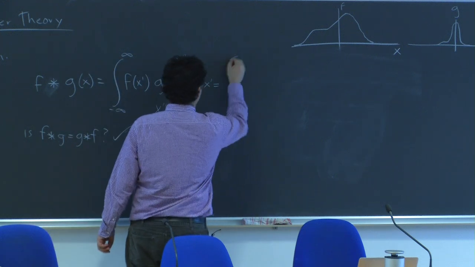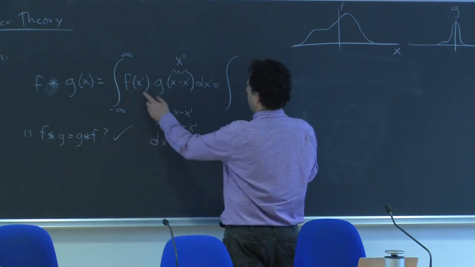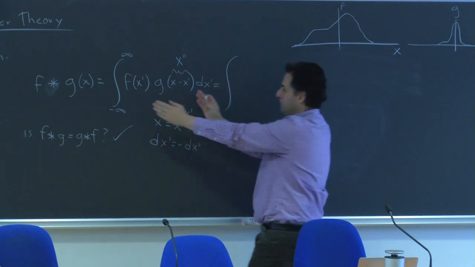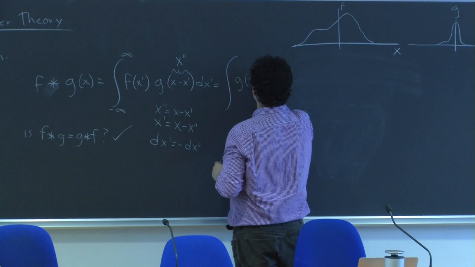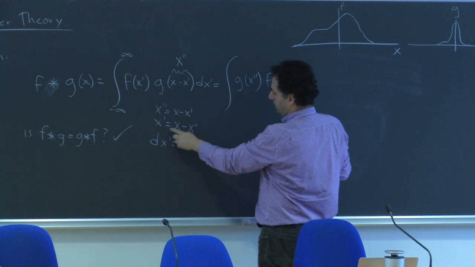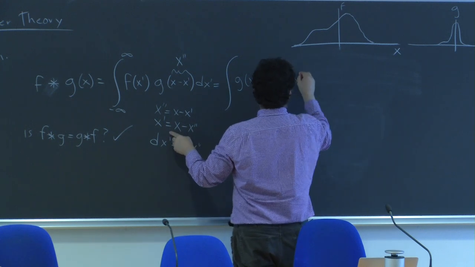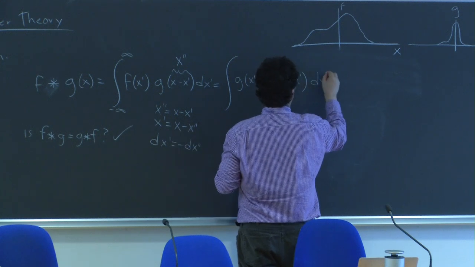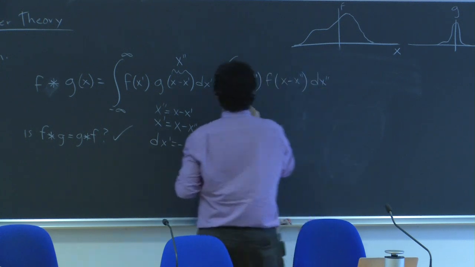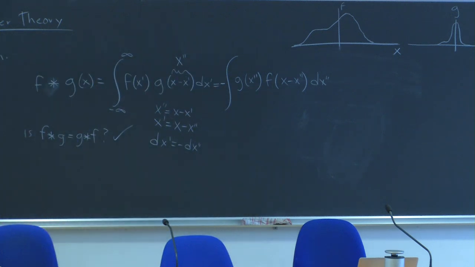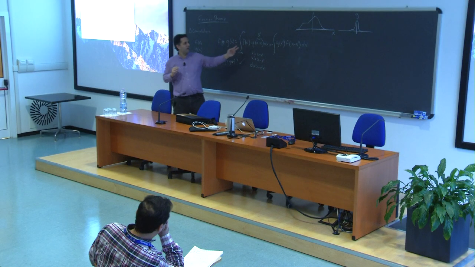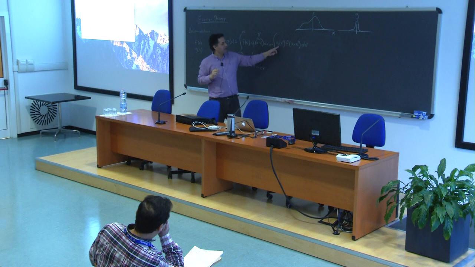So I'm going to write this. Then I have, well, let me just for dramatic effect switch g first. So this is g of x double prime, and then f of x prime, which is x minus x double prime, dx double prime with a minus sign. Whoops. So was I wrong? I said that it commuted, that it was the same. But this looks the same, but there's a minus sign.